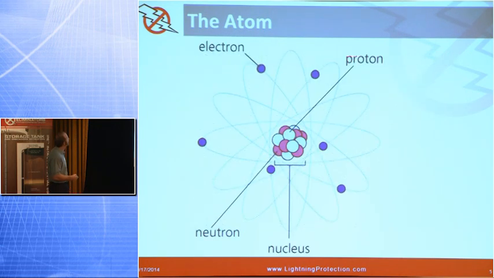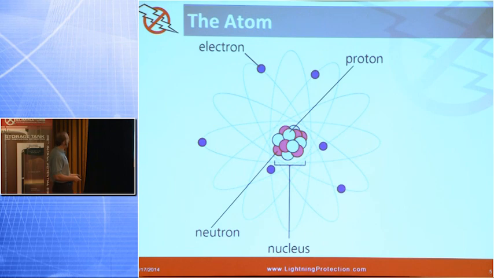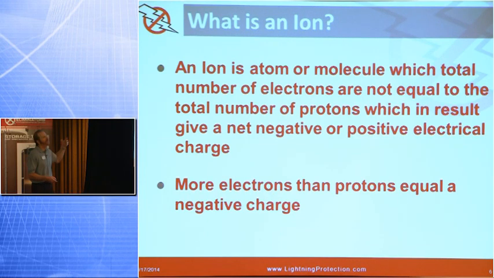So here's our little illustration of an atom. Very simple. You've got your protons near the center of the atom. You've got your neutrons, nuclear charge, your nucleus. And here's our electrons. Now in this case, if you have an atom that has the same amount of electrons as protons, it's a neutrally charged atom. There's no positive charge, there's no negative charge. It's neutral. Now in this particular illustration, they do match. It's a neutrally charged atom. Now an ion, because we talk about ionization and so on, is an atom or molecule whose total number of electrons doesn't equal the total number of protons. So it has either a net negative or positive charge.